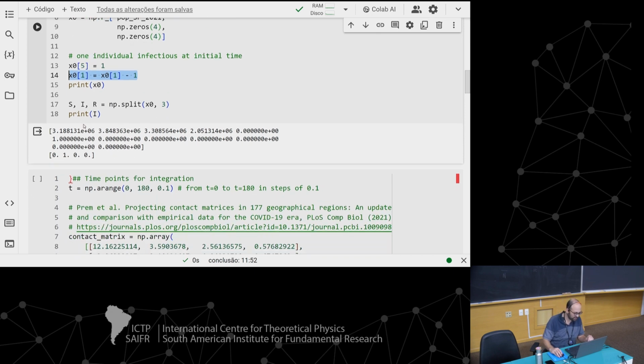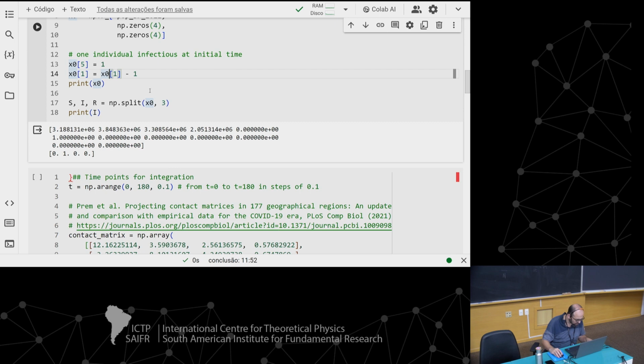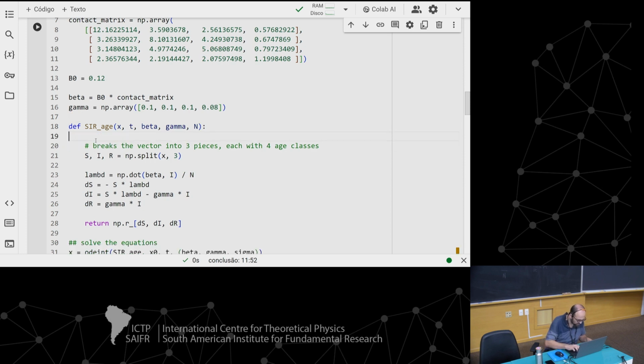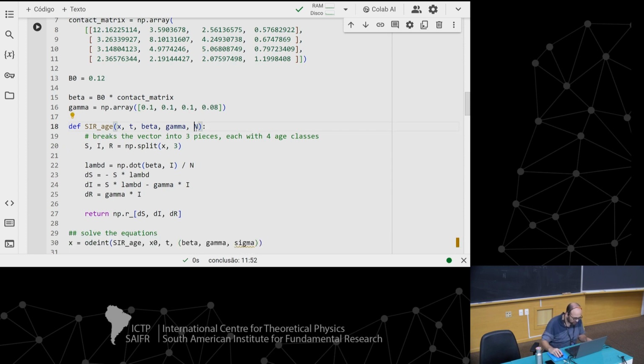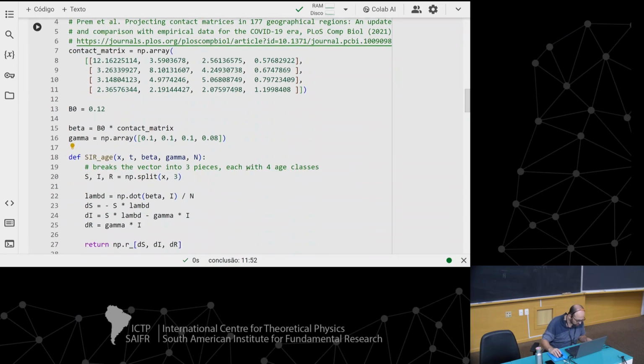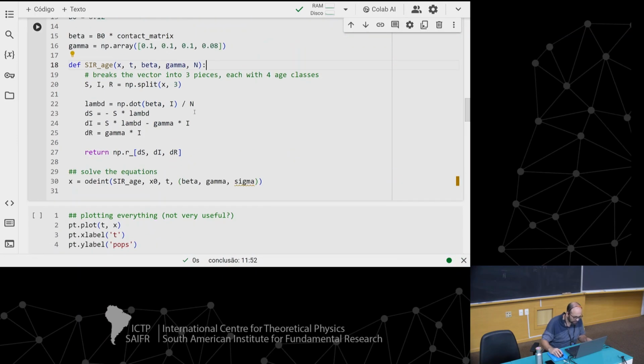So I just put a new parameter here that is the total population, but not the total population summed, but the total population already divided by this one. Okay, so I just do this. And now when I divide by n here, I'm not dividing by the total population. This n is a vector with the population for each age class.